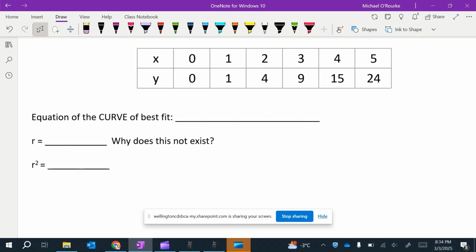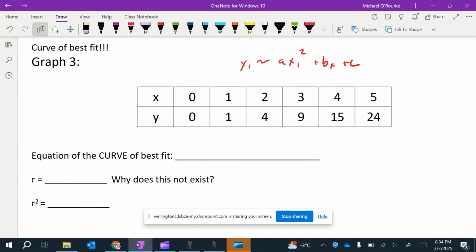In this case, same steps, but just your formula is going to be a little bit different. And the formula you should have written in your notes to self. So let me write down my numbers: 0, 0, 1, 1, 2, 4, 3, 9, 4, 15, 5, 24.